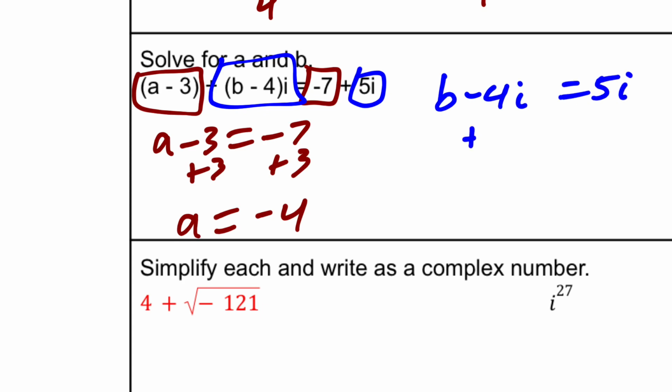So if we add 4 to both sides, I guess we're just looking for a number to plug in because there are parentheses there. So what minus 4 is 5? The answer is 9.